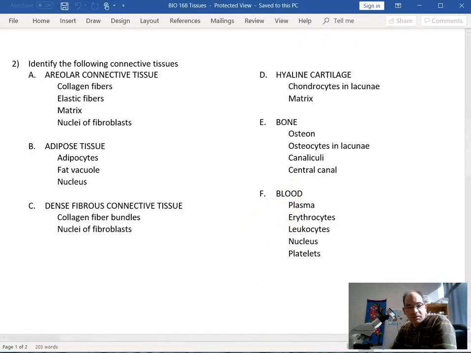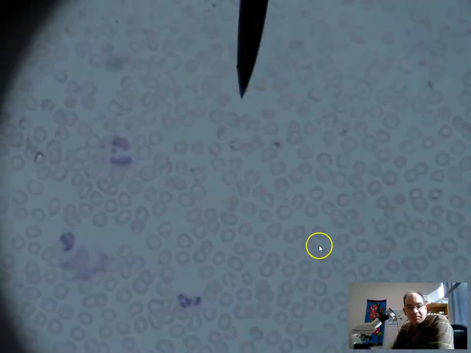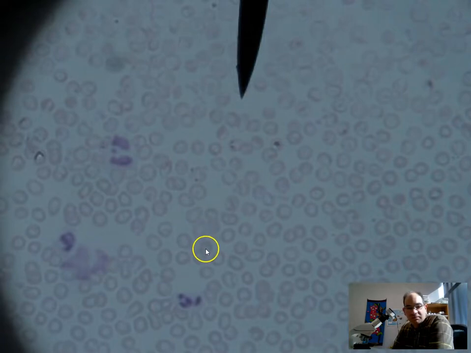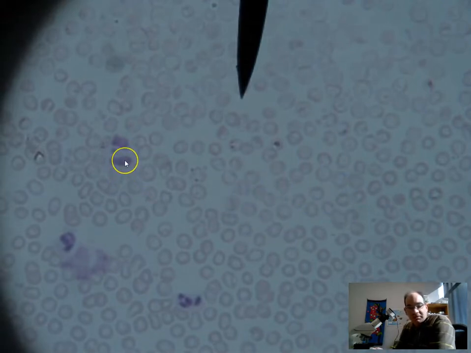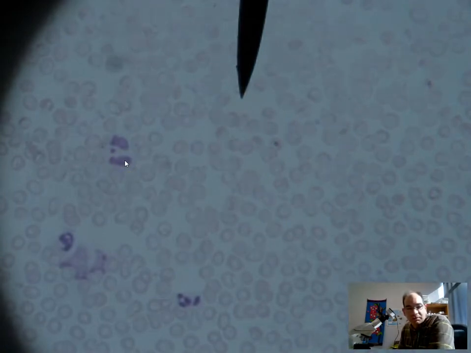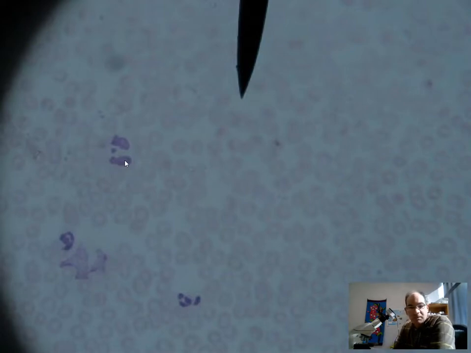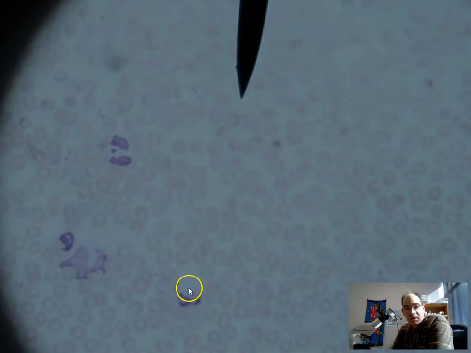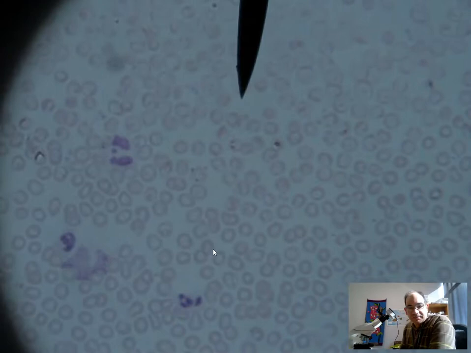Next, we've got blood. Here we're looking at a blood smear at 400x, and we can see lots and lots and lots of these lightly stained, fairly round structures. These are the erythrocytes, and you can see tons of erythrocytes. The dark staining structures are the leukocytes, and the dark structure that stains on them is the nucleus. Some of the nuclei you can see here, this one's got many lobes to it, but you can identify a leukocyte based on the staining of it.